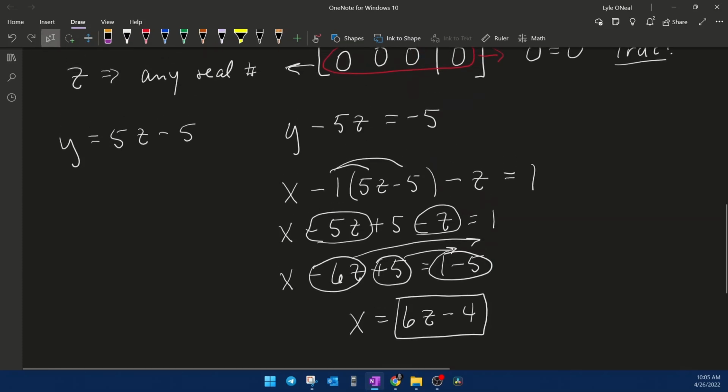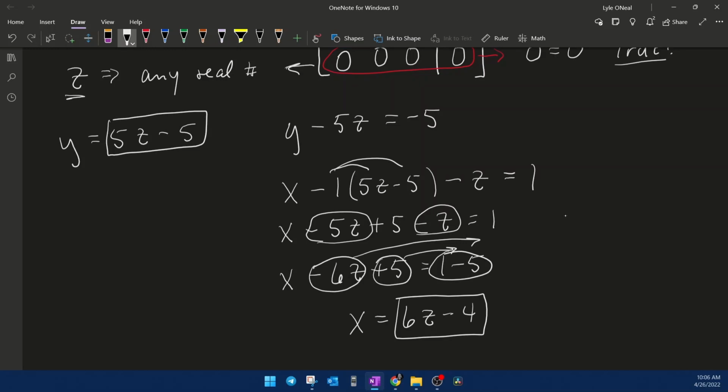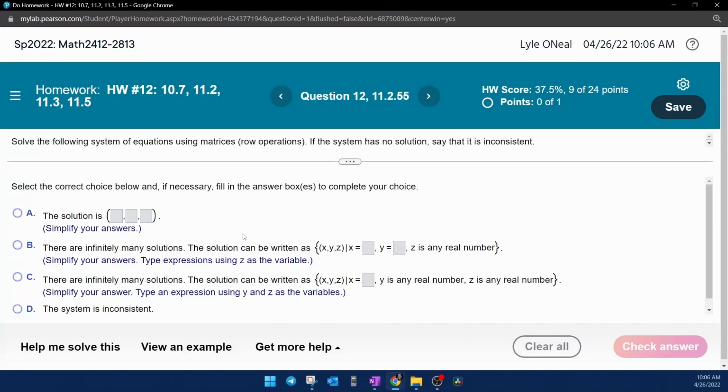So if you're following along here, now we know x in terms of z. We know y in terms of z, and z, we get to pick whatever we want. And so now we need to go back to the MyLab math and see if we're right. So back here in our MyLab math window, there are two choices for infinitely many solutions. And so if you focus at answer choice C, it says the solution can be written as, well, an ordered triple. Y is any real number and z is any real number.